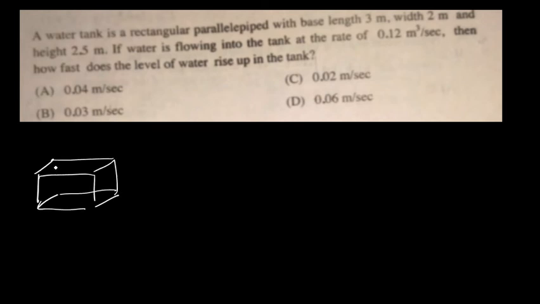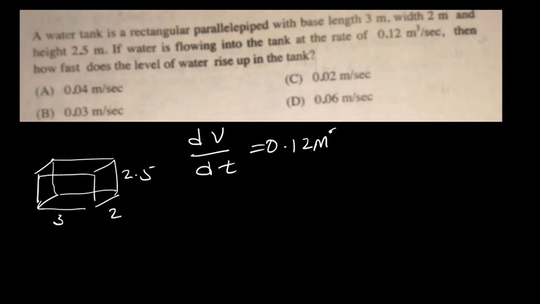We can try to show roughly, we can sketch. The base length and width are 3 by 2, and the height is 2.5. The rate of change of volume with respect to time, dV/dt, is given to us, which is 0.12 cubic meters per second. The volume increases when the height of the water increases. So the volume is directly proportional to the height because the base length and width are constant.